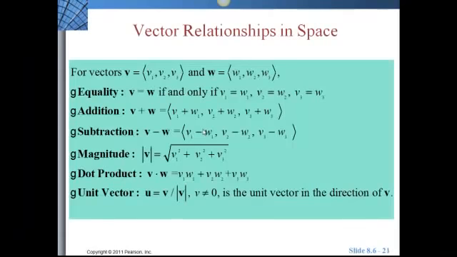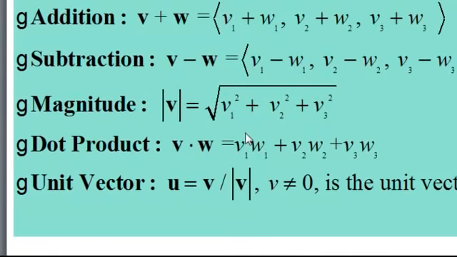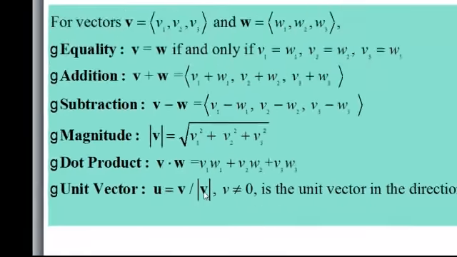Moving from 2-dimensional to 3-dimensional, many of the properties of vectors can be extended. When we're adding, we add our 3 components. Subtracting, we subtract the 3. Finding the magnitude, it's the square root of v1 squared plus v2 squared plus v3 squared. The dot product is the sum of the products of the x's, the y's, and the z's. And the unit vector is the vector divided by the magnitude of the vector.